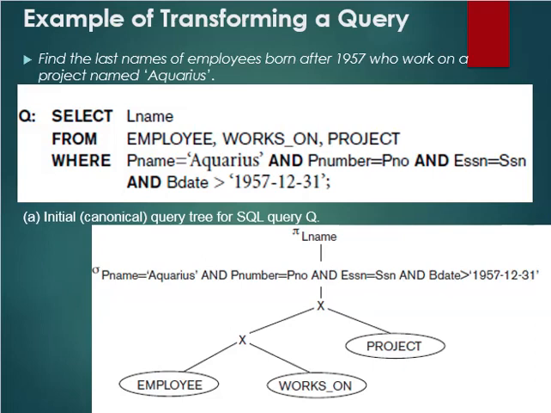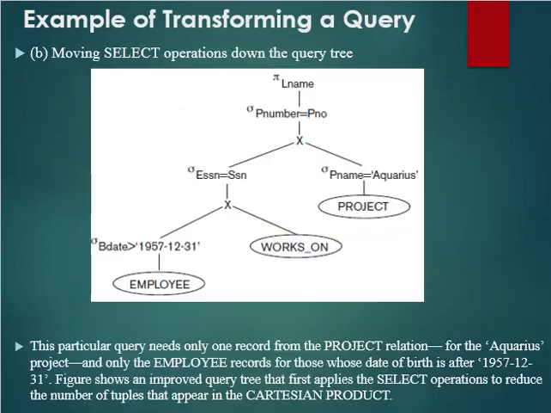But we can see that the select P name equal to Accuracy can be done on the project table. So we won't need to wait until this second level to execute P name equal to Accuracy. You have to move that operation near to the project table. So here we moved the operation P name equal to Accuracy near to the project table.